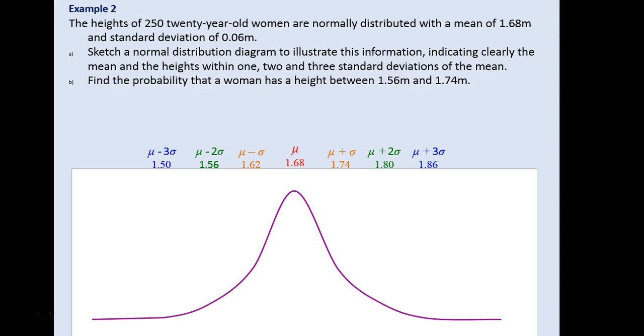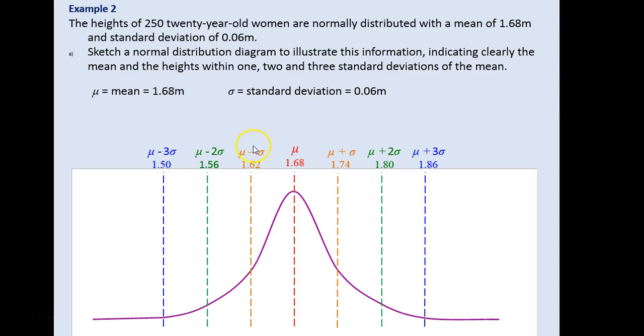So second question, probability that a woman has a height between 1.56 and 1.74. Again, remember this is a probability question, so we want to answer this with a percent. So one way to figure this out is just to add up the percents that I showed you within my drawing. So from 1.56 to 1.74, I would be adding 13.5 plus 34 plus 34. And that's one way of getting the answer.